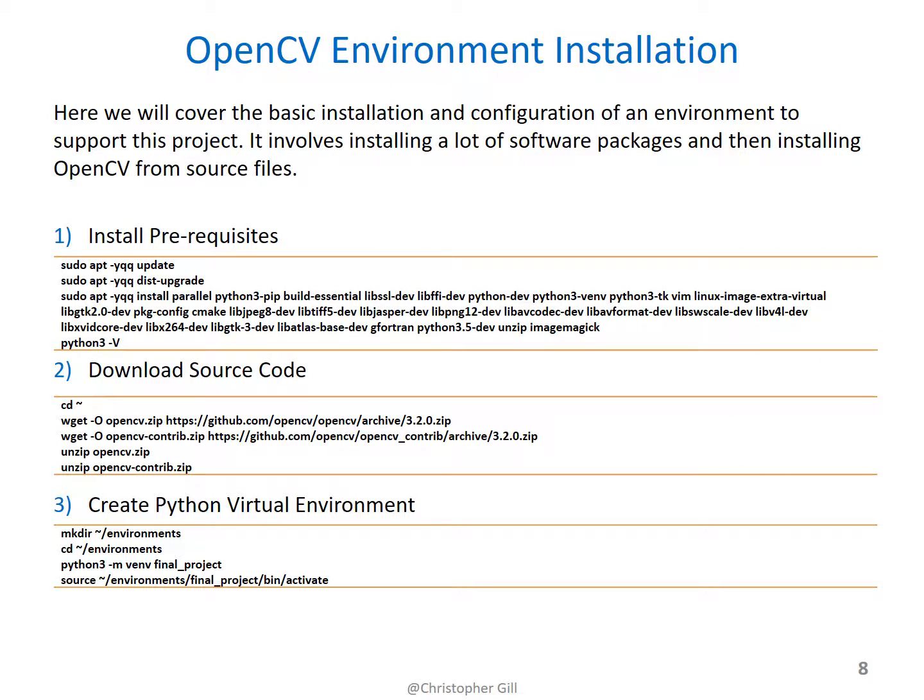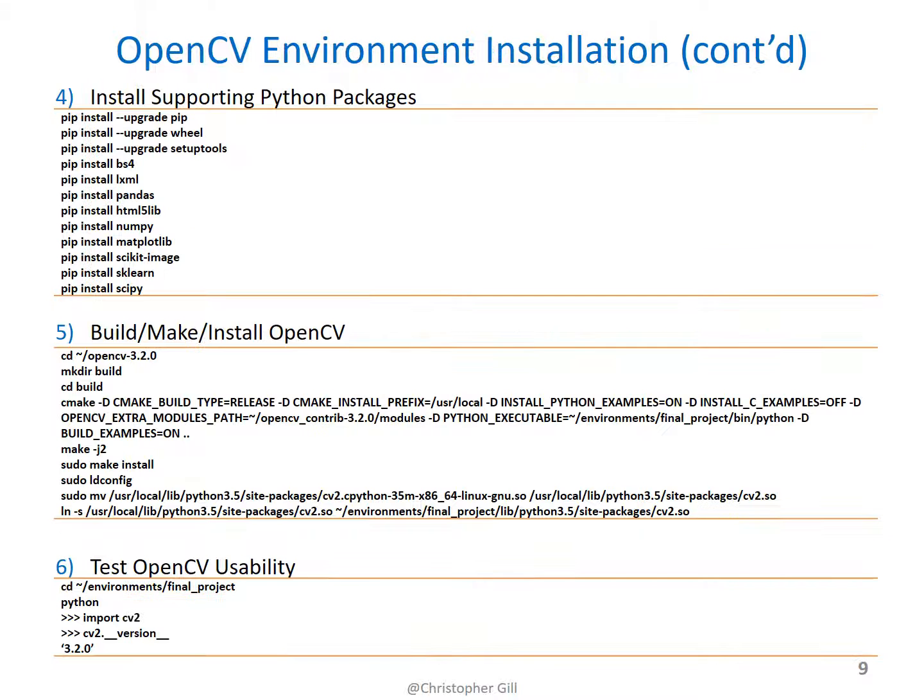We'll start our software installs with basic apt install packages. Many of these are simply dependencies for the building of OpenCV, which comes later. Then we'll download the OpenCV source code directly from its GitHub repository. And in step 3, we'll create a Python virtual environment so as to organize our code in a more efficient manner. In step 4, we'll install supporting Python packages. These are essentially supporting libraries which are required in order to manipulate the data and or scrape the data from the internet in order to feed OpenCV's machine learning algorithms.